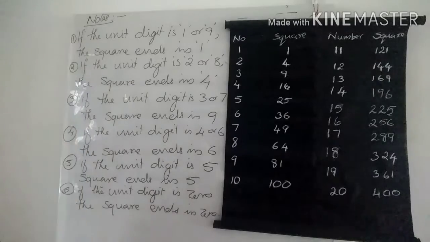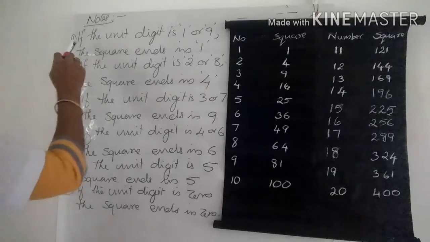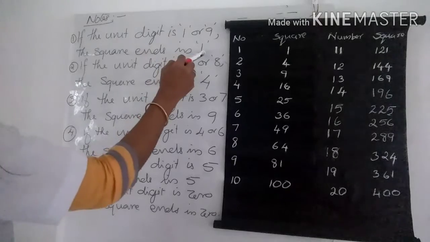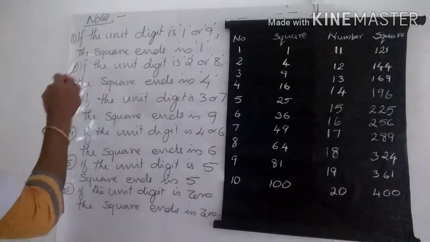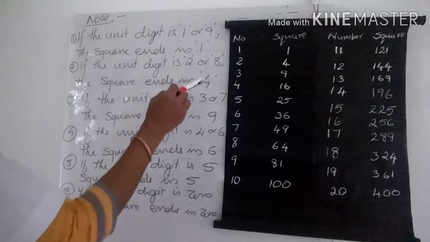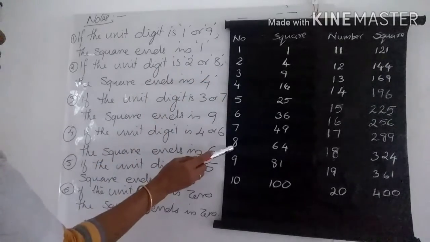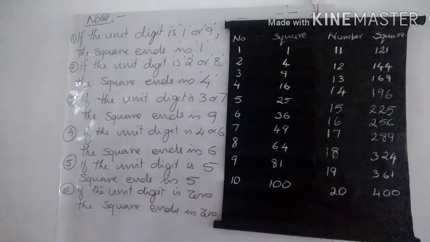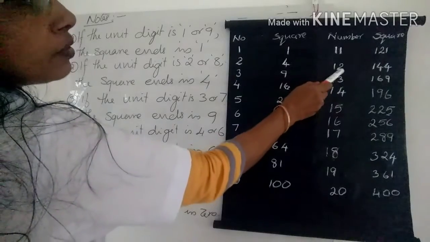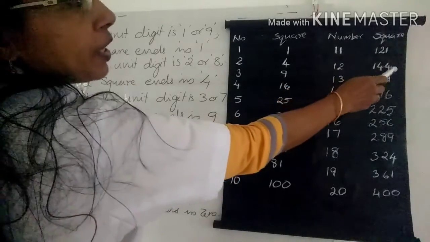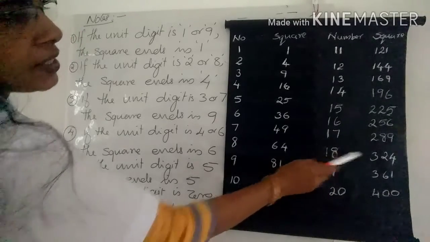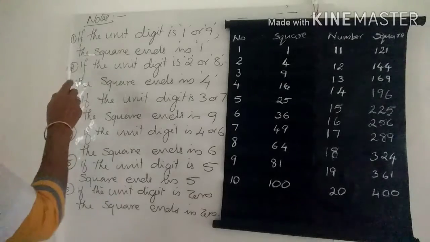So we can write the notes. By observing this table of square numbers, we can write: if the unit digit is 1 or 9, the square of that number ends in 1. Next, if the unit digit is 2 or 8, the square ends in 4. Look here: 12, unit digit is 2, square ends in 4. 18, unit digit is 8, square ends in 4. So we can write that second note.